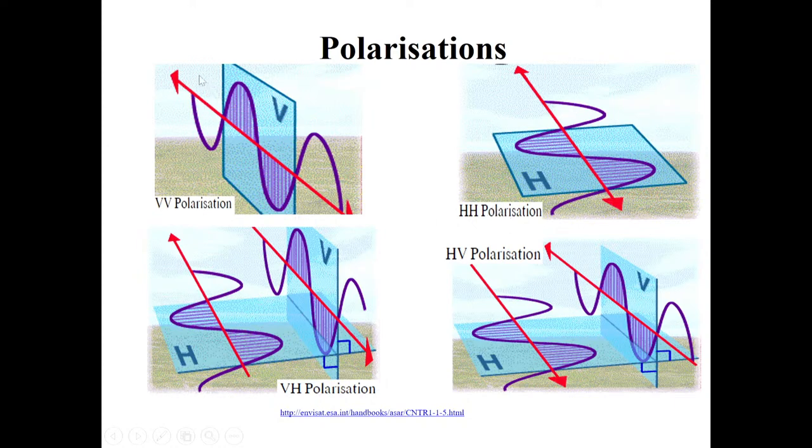Now VV means vertically polarized electromagnetic waves were transmitted, and at the time of receiving, vertically polarized electromagnetic waves were received. Now if you see the combination HV, the horizontally polarized electromagnetic waves were transmitted towards the Earth's surface, and after scattering, vertically polarized electromagnetic waves were received. So this combination became HV. Similarly, another combination will be VH. It means that vertically polarized electromagnetic waves were transmitted, and at the time of receiving, horizontally polarized electromagnetic waves were received.